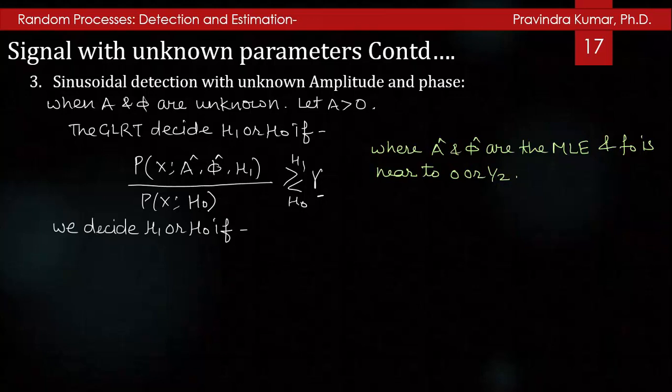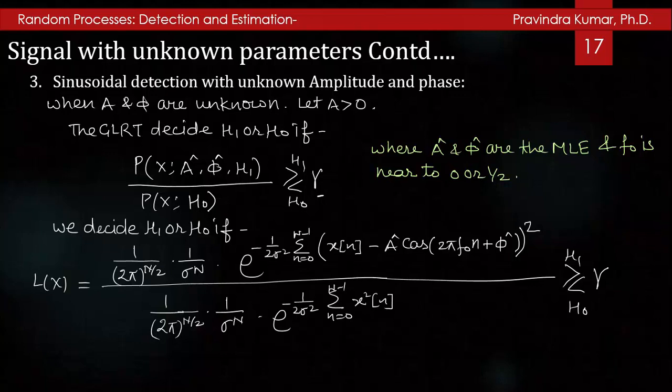So we decide H1 or H0 if the likelihood ratio, which is 1 by (2 pi) to the power N by 2 times 1 by sigma to the power N times e to the power minus 1 by 2 sigma square times the summation from n equals 0 to N minus 1 of (x[n] minus the estimated value A cap cos(2 pi f0 n plus phi cap)) whole square, where phi cap is the estimated value of the phase, divided by 1 by (2 pi) to the power N by 2 times 1 by sigma to the power N times e to the power minus 1 by 2 sigma square times the summation from n equals 0 to N minus 1 of x square[n], and this total likelihood ratio will be greater than or less than some threshold value gamma. Put this equation as equation 1.